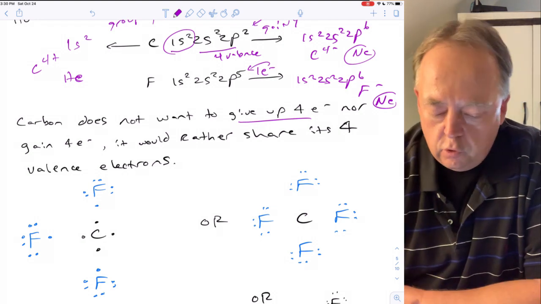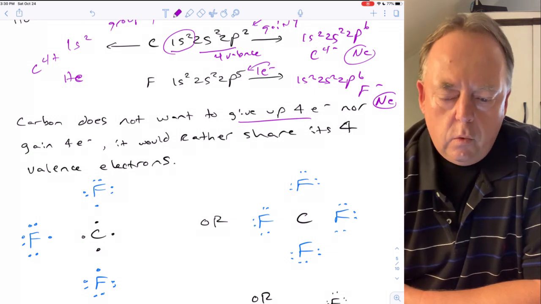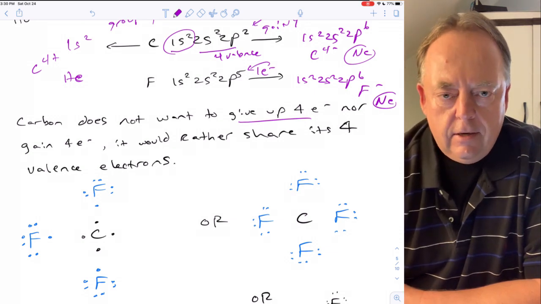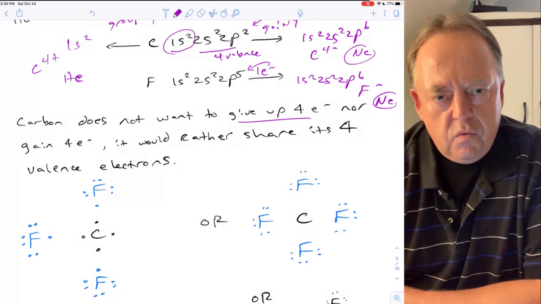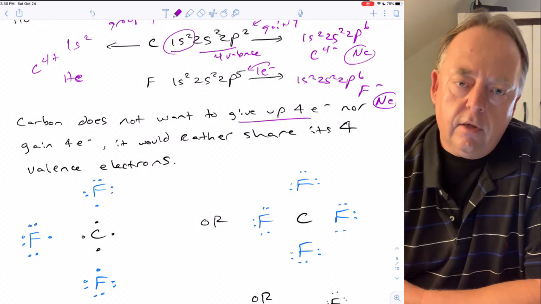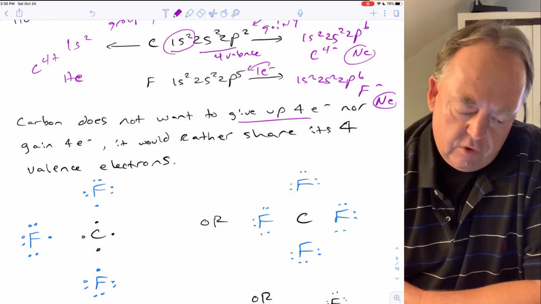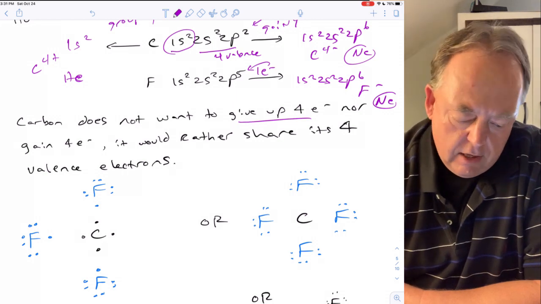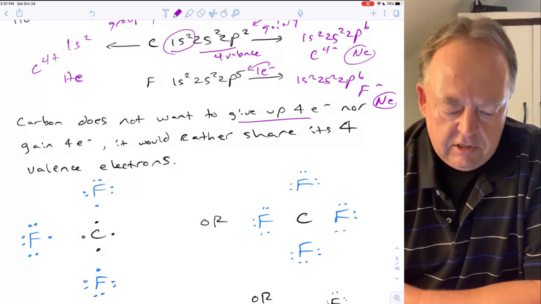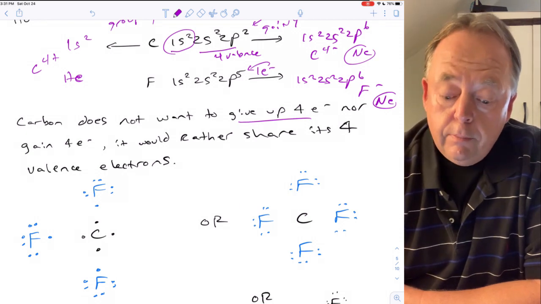Carbon's got 6 protons hanging on to 6 electrons. It gives 1 electron away. Now it has 6 protons hanging on to 5 electrons. If it gives another one away, now it has 6 protons hanging on to 4 electrons. So every time you take an electron away, the next one becomes harder to take away. And it doesn't really want to gain 4 electrons either to become C4-, because every time you add an electron, you increase electron-electron repulsion.